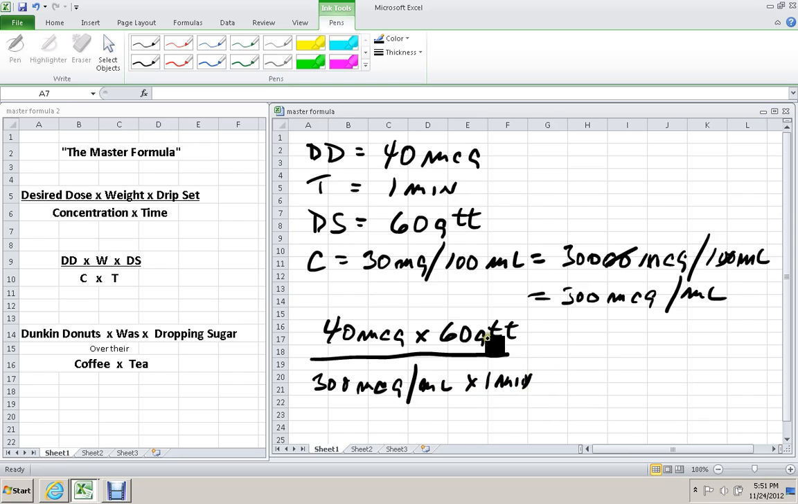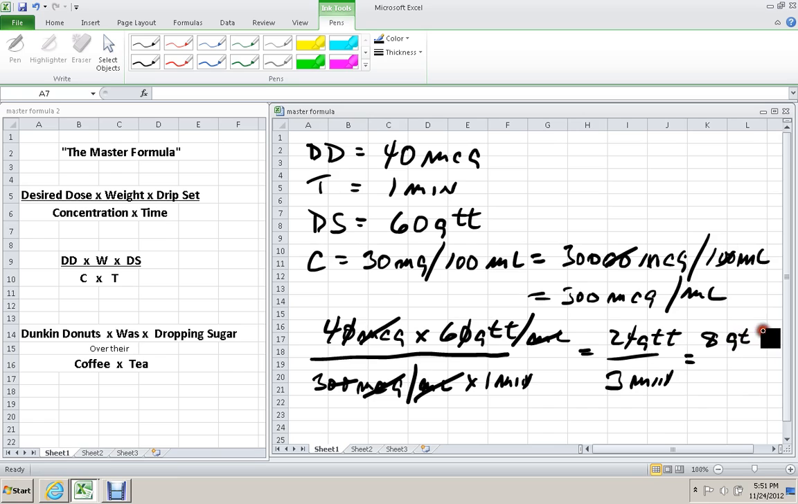Alright, so we can cross off some things. This is drops per ml. Okay, so we have drops per ml, get crossed off, the micrograms get crossed off. I can cross off a 0 here, a 0 here. I'm ending up with 24 drops over 3 minutes, which is equal to 8 drops per minute. That's the final answer.